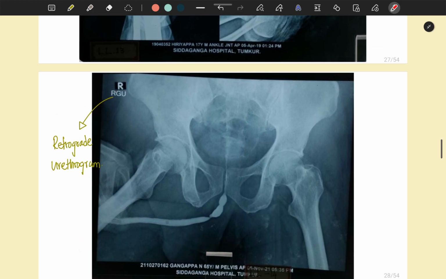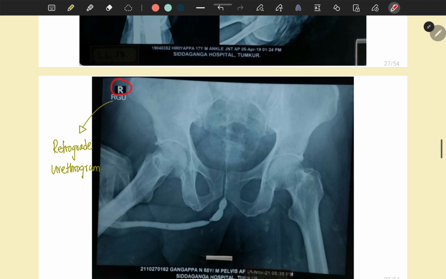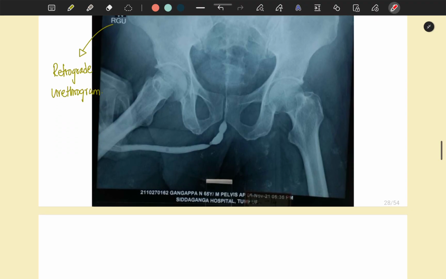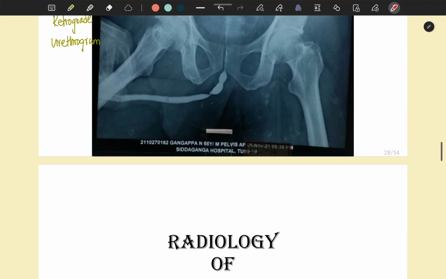At last you can see the same pelvis x-ray, that is AP. Here they have written right side, but here they have written RGU, that is a retrograde urethrogram. In a retrograde urethrogram, they inject radiopaque dye so that they can see the narrowing of the urethra. Okay, this is the clinical point.